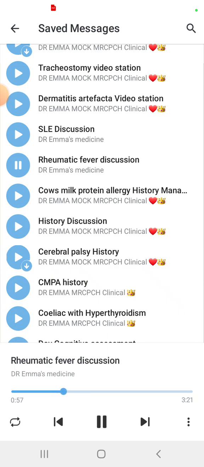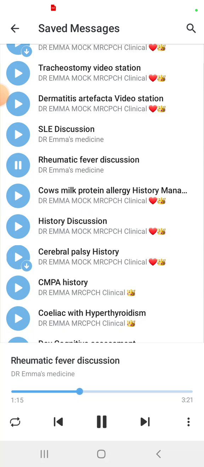For diagnosis, two major criteria, or one major criterion and two minor criteria, plus throat swab culture growing group A beta hemolytic streptococcus or an elevated anti-streptolysin O titer. So rheumatic fever also comes in history and exam.